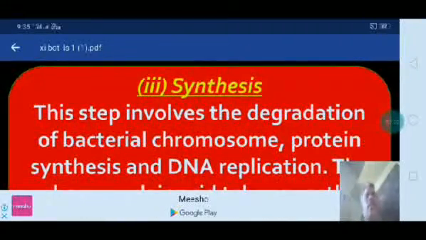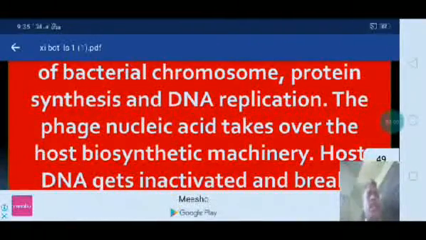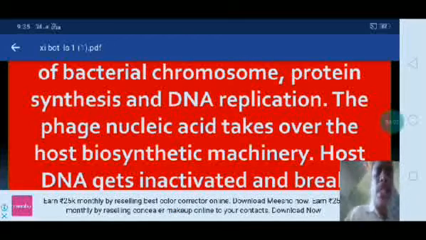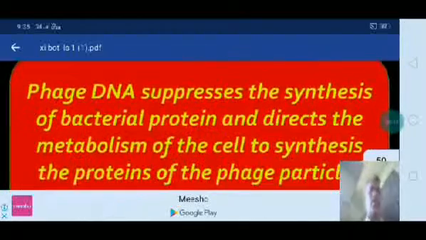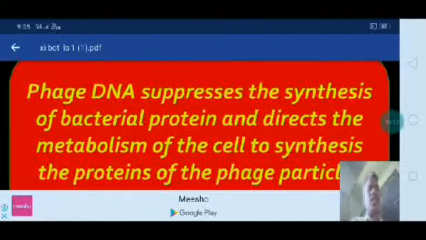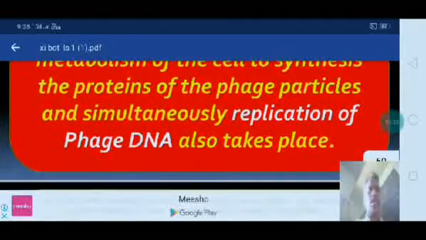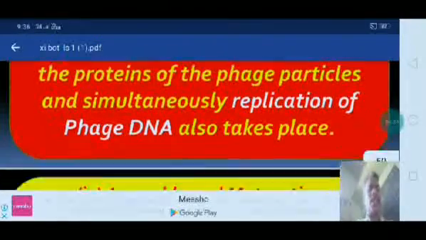Then synthesis, that is the third step. Degradation of the bacterial chromosome, protein synthesis and DNA replication occur. The phage nucleic acid takes over the host biosynthetic machinery. Host DNA gets inactivated and breaks down. The phage DNA suppresses the synthesis of bacterial protein and directs the metabolism of the cell to synthesize proteins of the phage particles only. And simultaneously, replication of phage DNA also takes place.